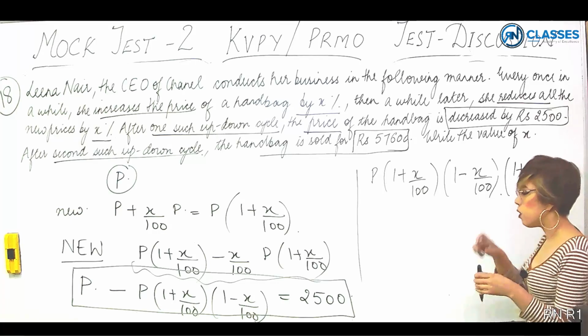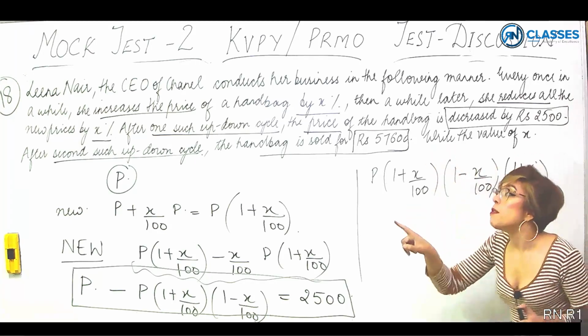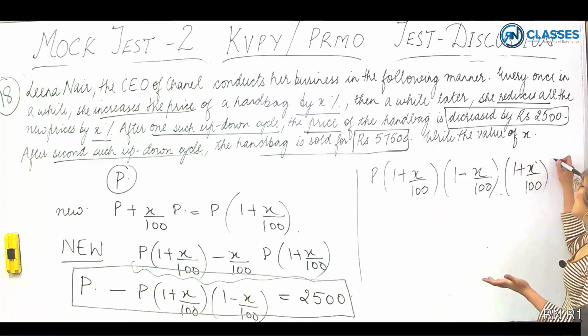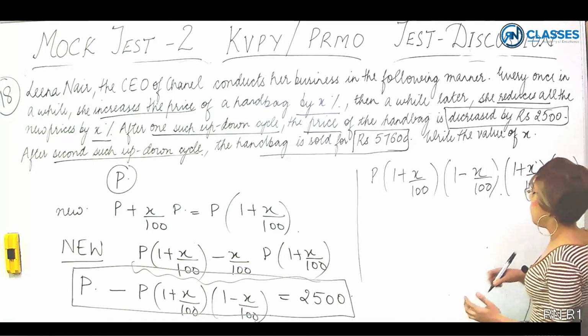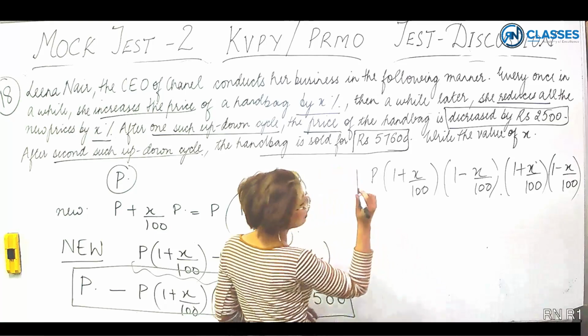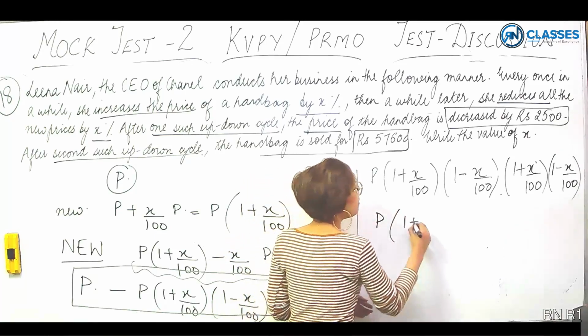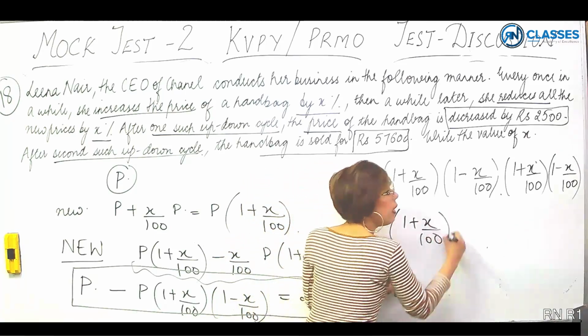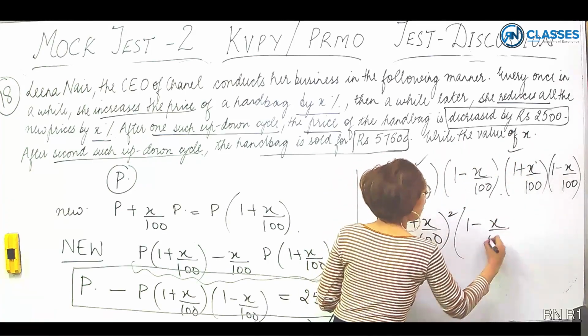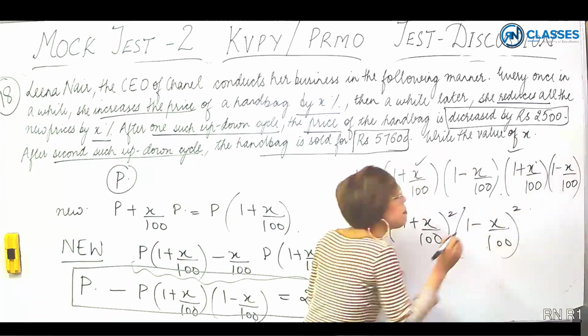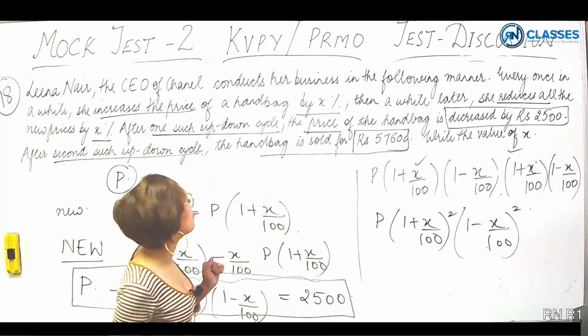You can find out. It will turn out to be this. Now, if it decreases by X%, you will realize that the factor will be 1 minus X by 100. Right. So after the second cycle, what will happen? P into 1 plus X by 100 whole square, and 1 minus X by 100 whole square. This is the price of the handbag after the second up-down cycle.